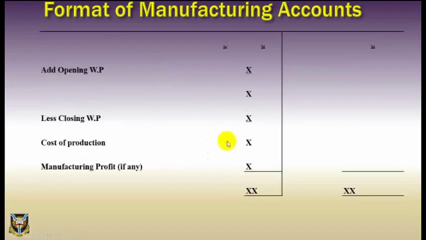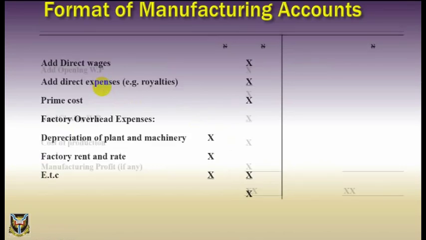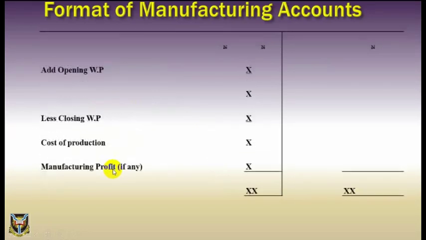Add direct wages. Add direct expenses, e.g. royalties. Prime cost. Factory overhead expenses: depreciation of plant and machinery, factory rent and rates, etc. Add opening WIP, less closing WIP, cost of production, manufacturing profit, if any.